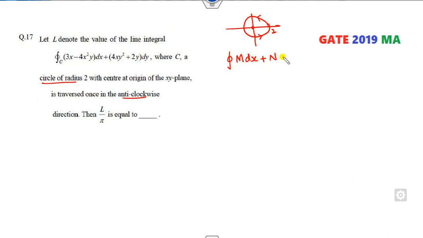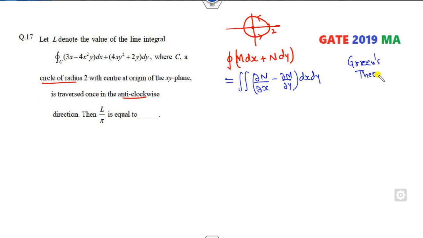Whenever there is an equation of this form, how can you solve that? I think all of you know that you can convert it into a double integration, partial derivative of N with respect to x, minus M with respect to y. I think you can remember the result of this. That is called the Green theorem. Fine. So this is my M, this is my N. So what is that? Double integration, partial derivative with respect to x of 4y square, minus partial derivative with respect to y of, it's a minus, 4x square, dx dy.